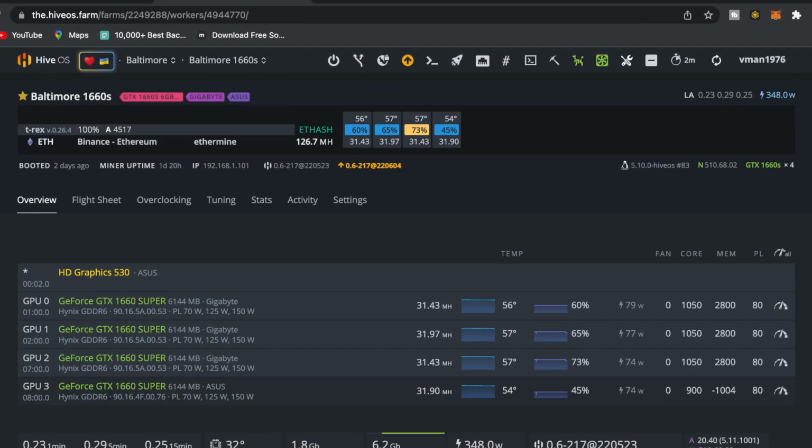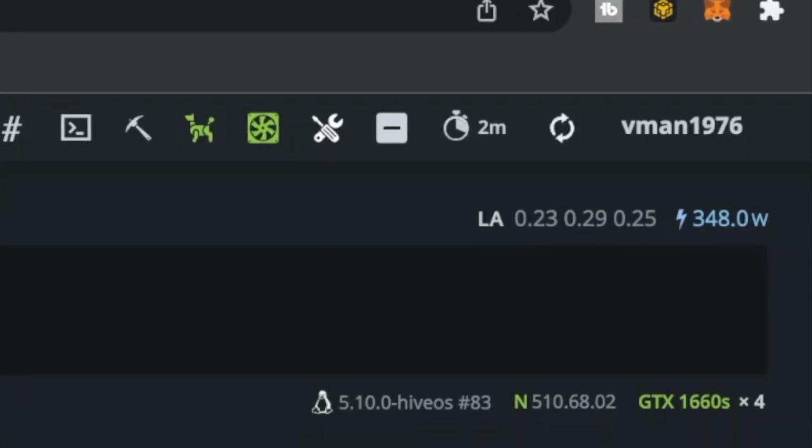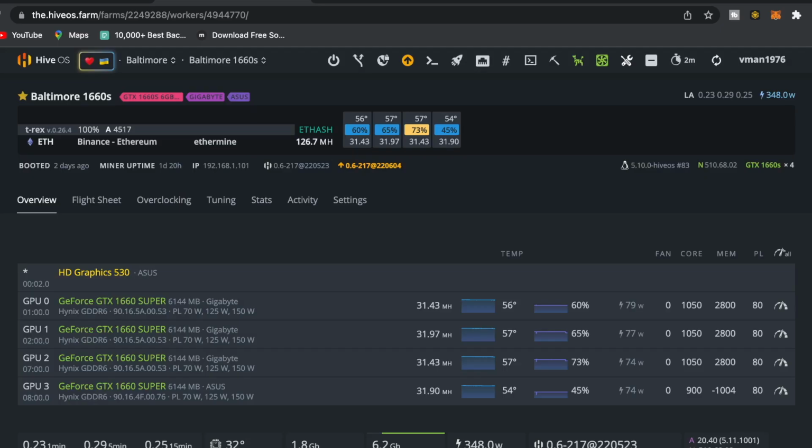Alright, so there we are. Those have settled in now, and I think that result is pretty good. It's taken the power consumption up quite a way. It says 348 watts there. At the wall it's about 355, so the consumption's gone up quite a bit, but wow, look at that hash rate.